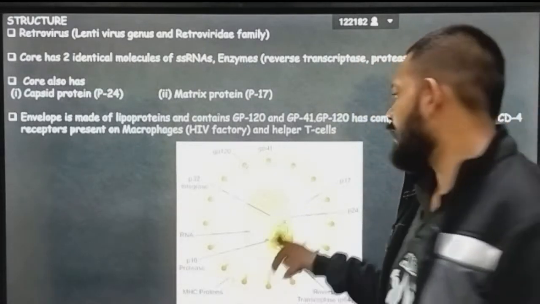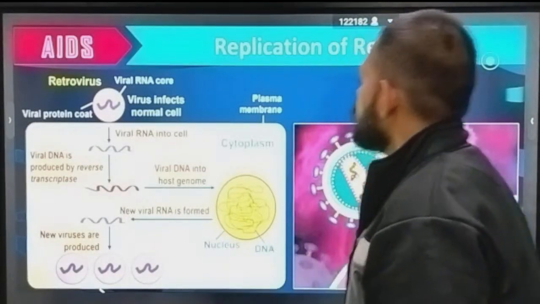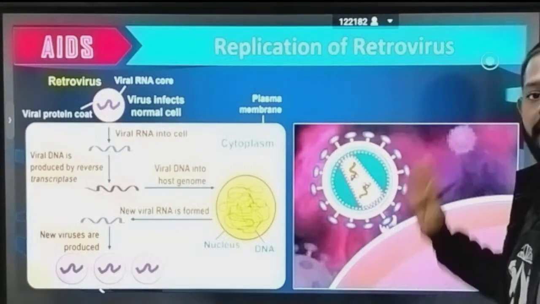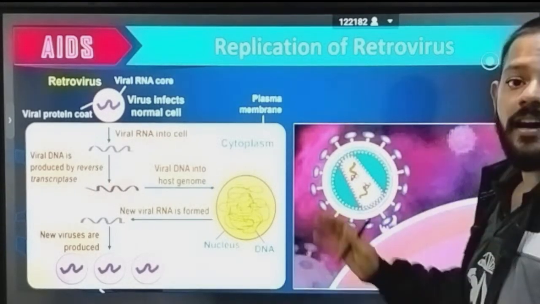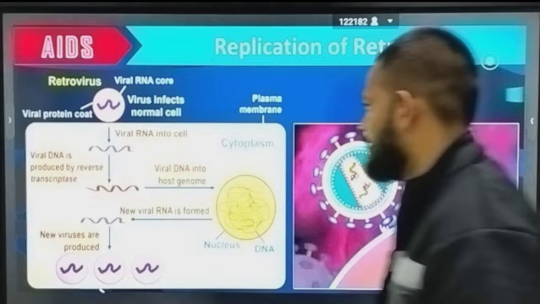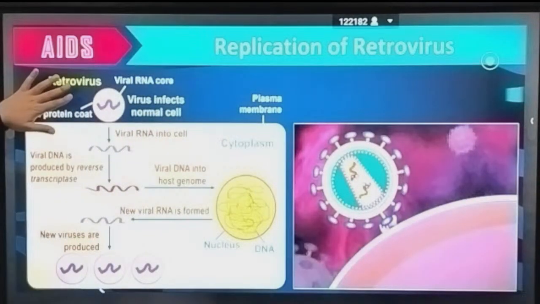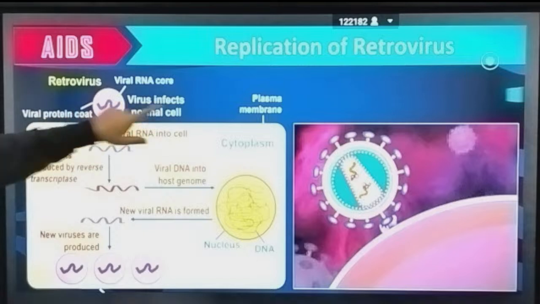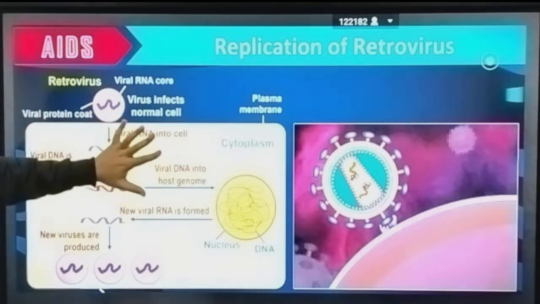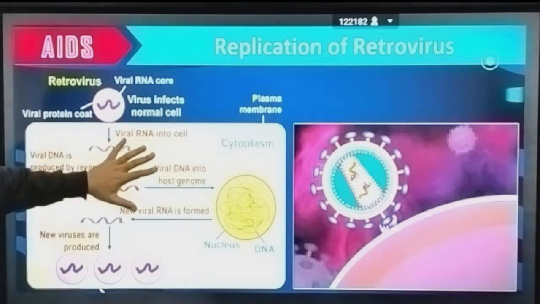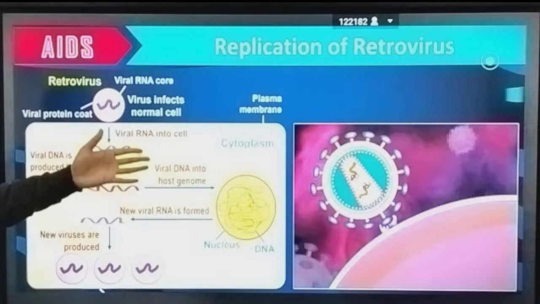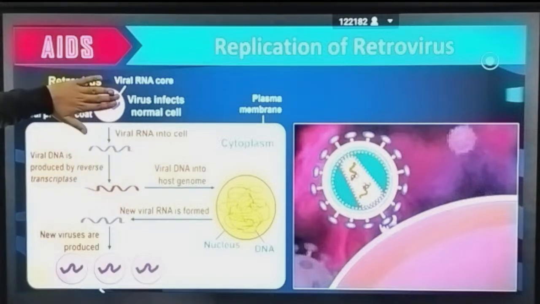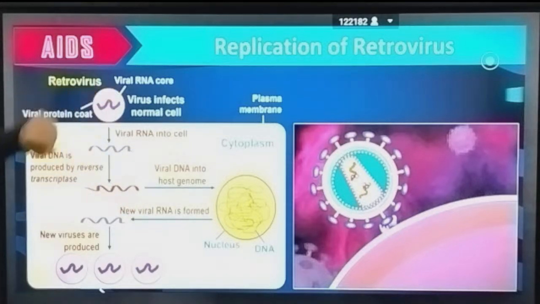We are going to see the life cycle of them. So that's how the retrovirus HIV infects a macrophage or a helper T cell. This is the viral RNA virus. Now it makes contact with this yellow, all this is your macrophage or that helper T cell. Now this virus makes contact with this.